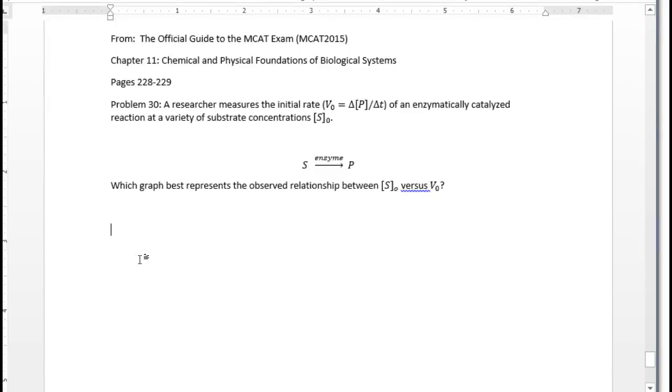Okay, so the last problem of this section, problem 30, asks: a researcher measures the initial rate, V0 = ΔP/ΔT, of an enzymatically catalyzed reaction at a variety of substrate concentrations. And so the reaction S to P, the enzyme, tells us that initially this would be linear, and they ask which graph is best with the observed relationship between the concentration versus V0.